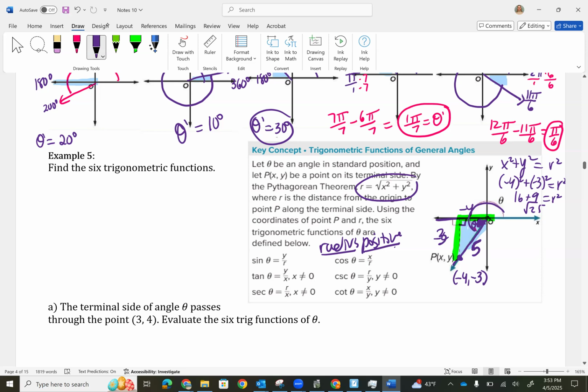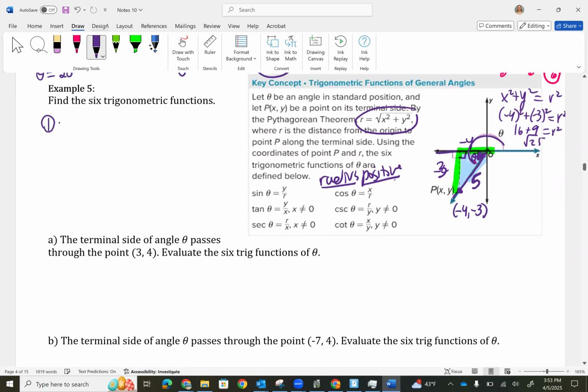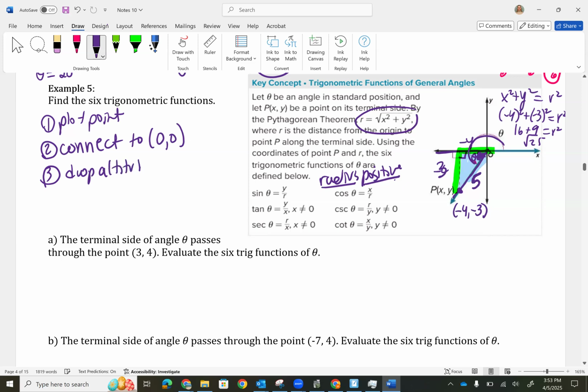Now, your steps for how to do the ones below here. Step 1, plot the point. Step 2, connect it to the origin, 0, 0. I don't know why I have 3 zeros there, that's so silly. Step 3, drop an altitude, a height, to the x-axis. Not the y, the x. Okay, that's important.